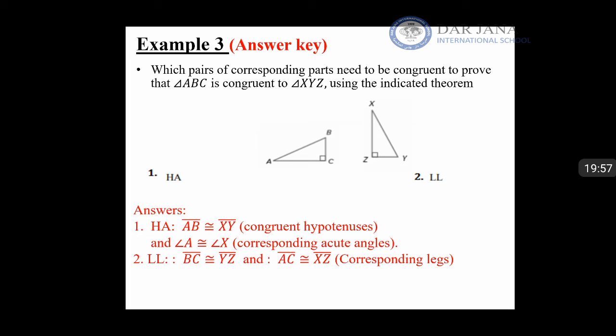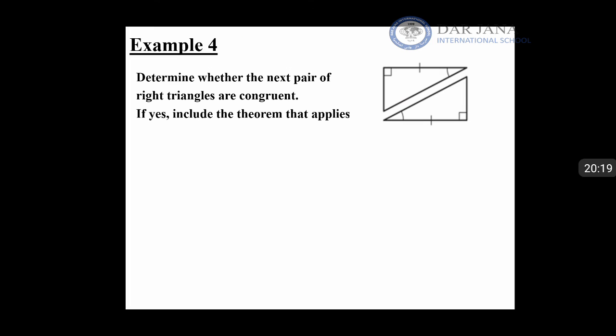So we should have BC congruent to YZ and AC congruent to XZ. Having this as a given, it means that the legs in the first right triangle are congruent to their corresponding legs in the second right triangle. Here we can use the LL congruence theorem in order to prove that ABC is congruent to XYZ.